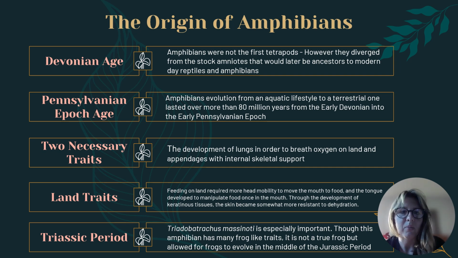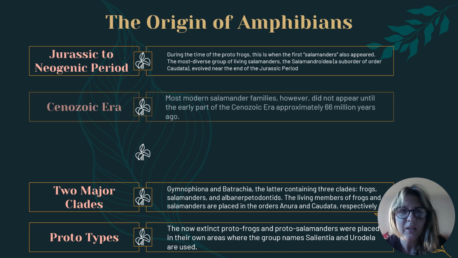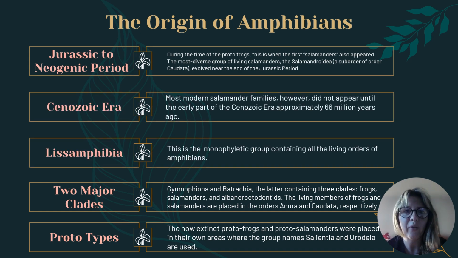We also went ahead and jumped into the Triassic period, where the Triadobatrachus massinoti is especially important. I probably butchered that scientific name completely, but this is an amphibian that had many frog-like traits. It was not a true frog, but this is what allowed for frogs to begin evolving in the middle of the Jurassic period. So as frogs began to evolve, we got our first taste of those proto-frogs during the Jurassic to Neogene period.